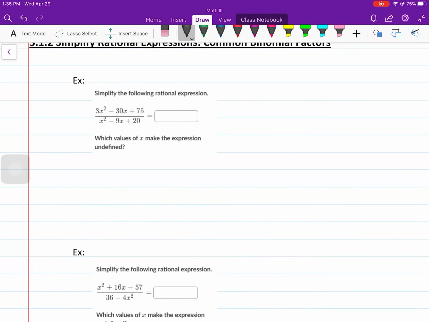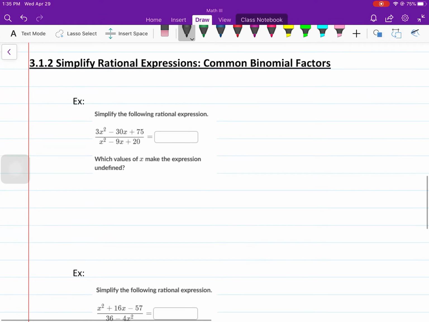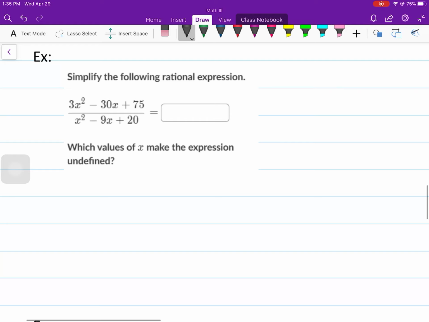So let's get a little more fun. And what I mean by fun is we now have quadratics on the top and the bottom, or trinomials on the top and the bottom. We want to get a little bit more specific there. So we've got to factor these.